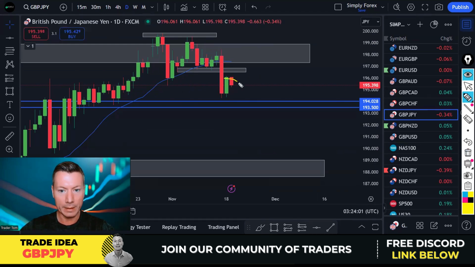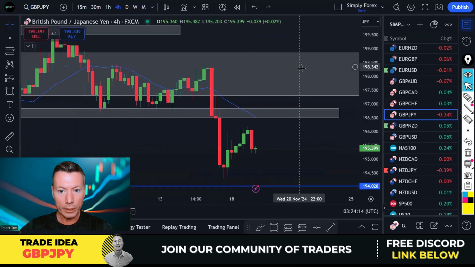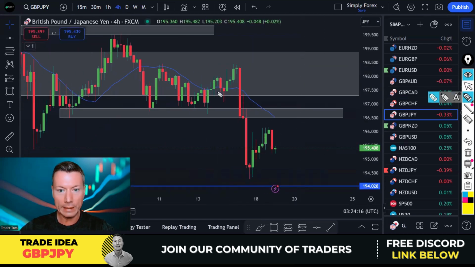Okay, so the idea would be to come back down to this, get my teeth in, psychological level of 194 or 193.50. These would be my targets. If we drop down to the H4, the trade is still fully intact, right? We were in an H4 uptrend, and then Friday the yen went mental, right? And we're in a downtrend, getting lower highs, lower lows.